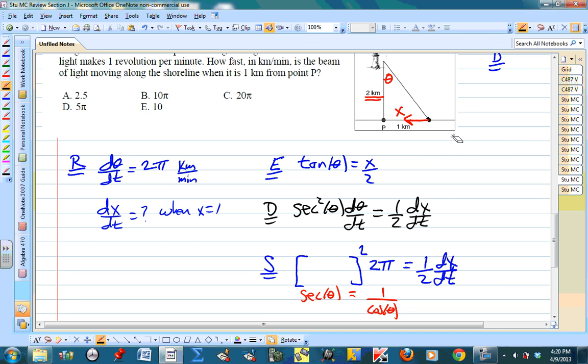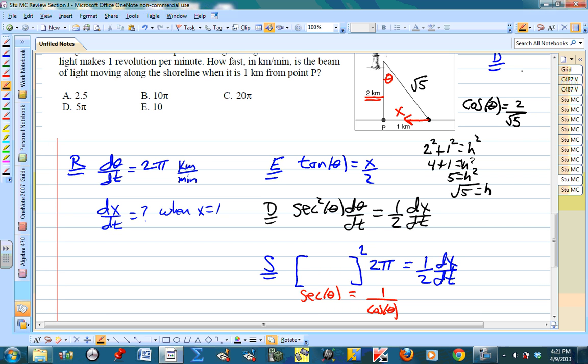So let's take a look right here at our diagram. Cosine of theta is the adjacent leg over the hypotenuse. The adjacent leg to theta is 2. Let's find the hypotenuse when x is 1. Remember the Pythagorean theorem, leg squared plus leg squared equals hypotenuse squared. So 2 squared, 4, plus 1 is h squared. 5 equals h squared. So h is root 5. The hypotenuse is root 5 when x is 1. So cosine is adjacent over hypotenuse, 2 over root 5.